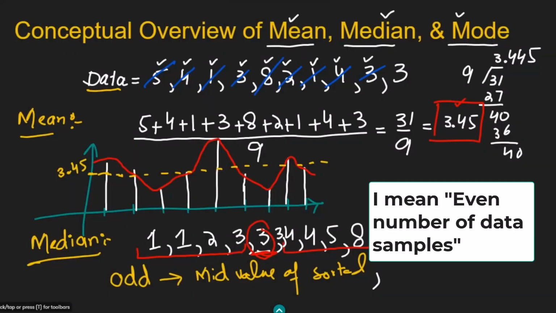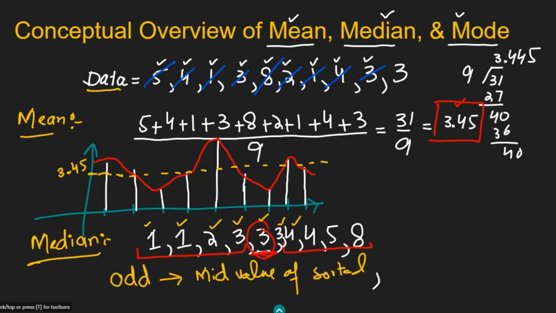So we can see that here 1 2 3 4 5 6 7 8 9 10, we have 10 numbers which are 1 1 2 3 3 3 4 4 5 8. So here in order to find the mid value, I have to see how many items are at the mid of it. So we can see very clearly that these two numbers are in the middle.